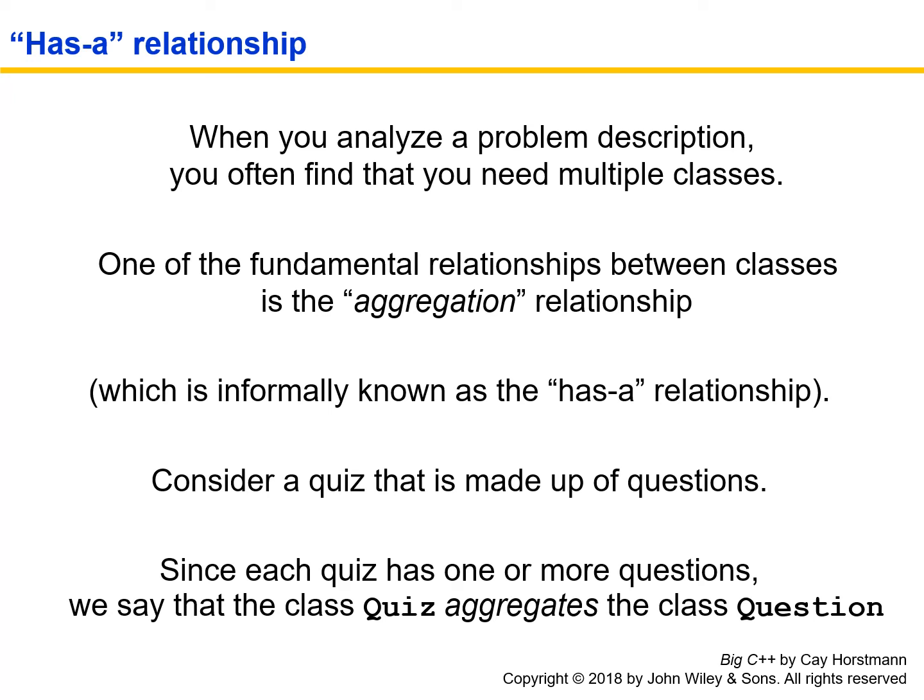Okay. When you analyze a problem, you often find that you need multiple classes. For example, if we extended our cash register program, which you will do in this class as one of your assignments, so that the cash register object actually stores individual items, you might need a cash register class and an item class. The cash register would have items. It would collect or aggregate a group of items.